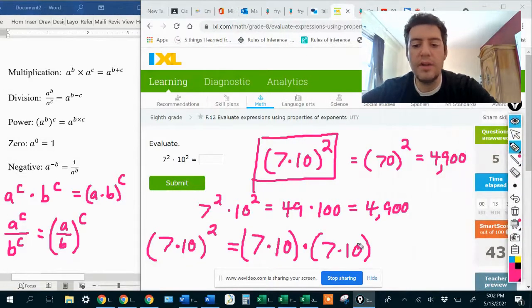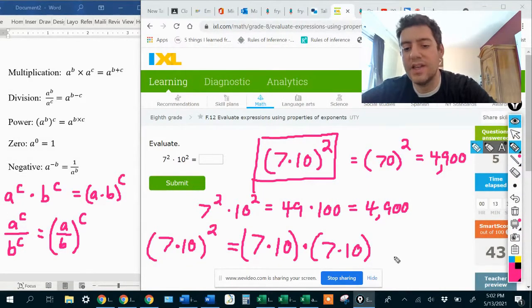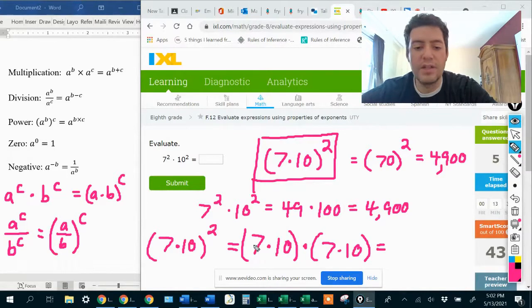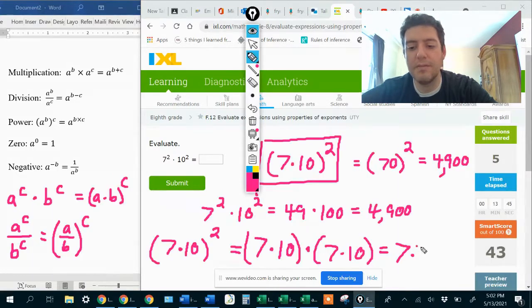The order that we multiply things in does not matter. So this is the same thing as, we could say, 7 times 7 times 10 times 10, because everything here is just getting multiplied. So that's the same thing as 7 times 7 times 10 times 10, which is the same thing as 7 to the second power times 10 to the second power.